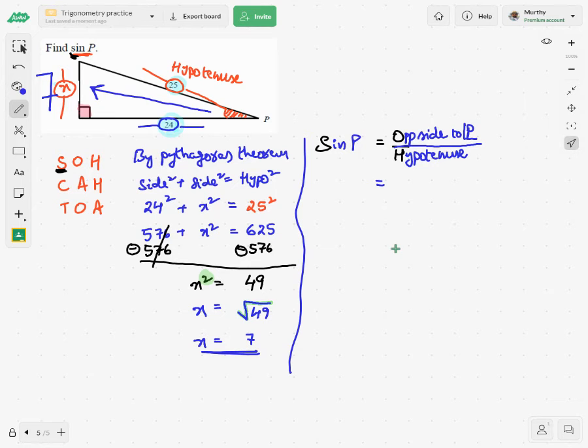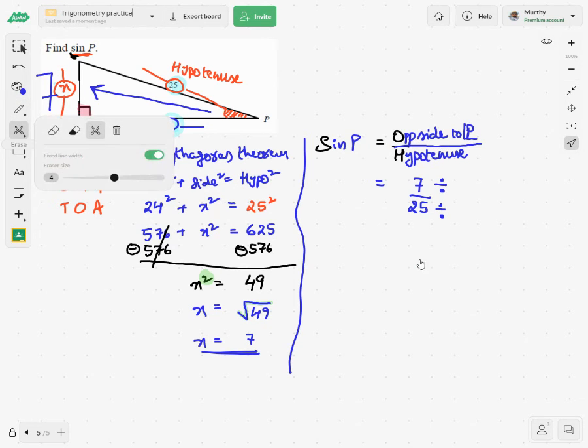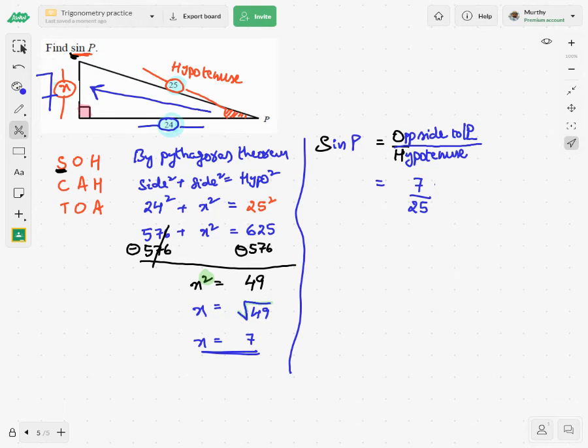Now, what is opposite side means, this is clear now. You know that this is the opposite side, therefore 7 units, and you know that this is the hypotenuse, which is 25. Always check whether you can divide both numerator and denominator by any number or not. In this case, 7 and 25 are not divisible by any number. Therefore, 7 over 25, that is the final answer. That is the value of sine P.